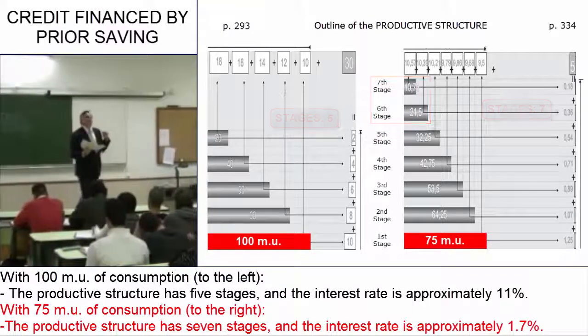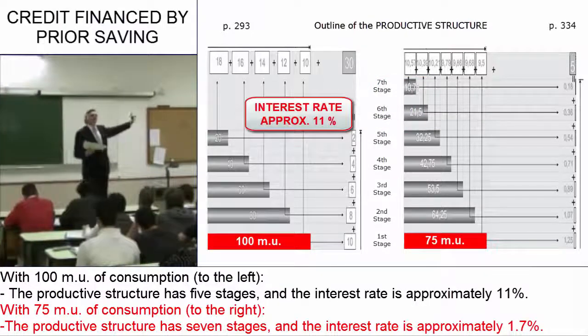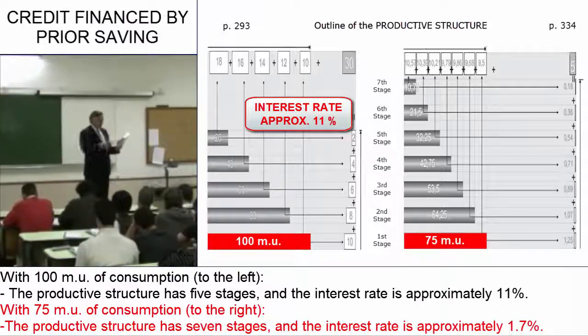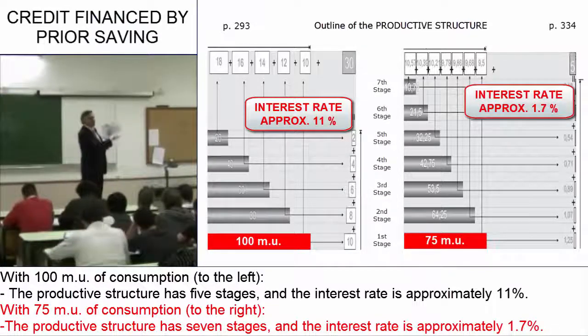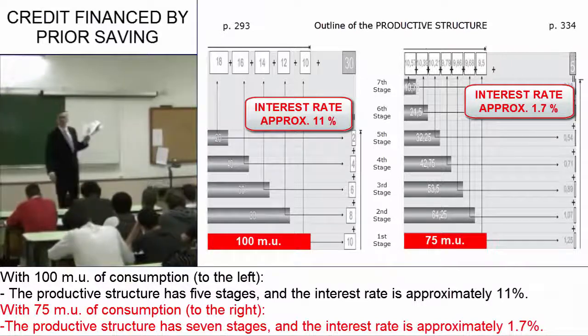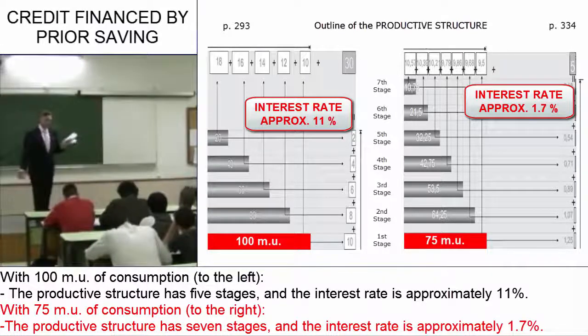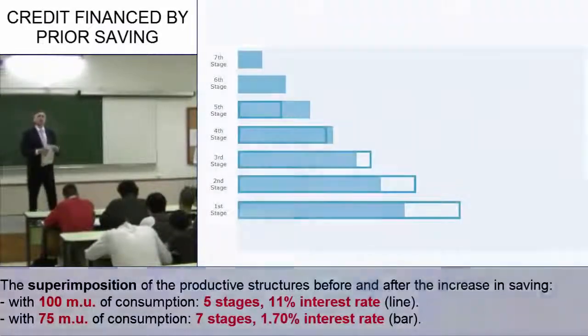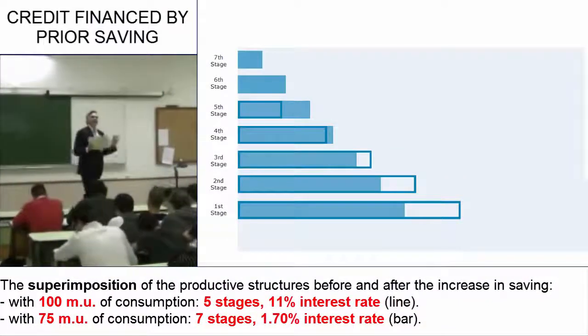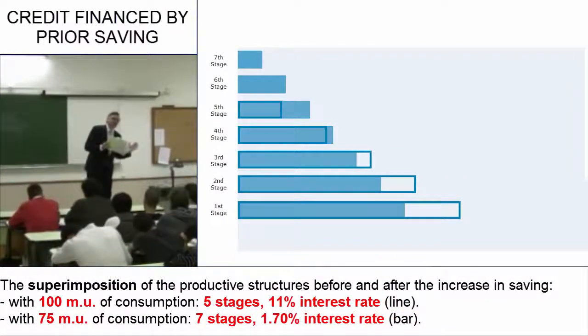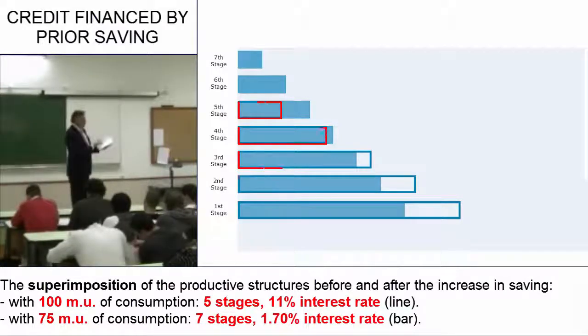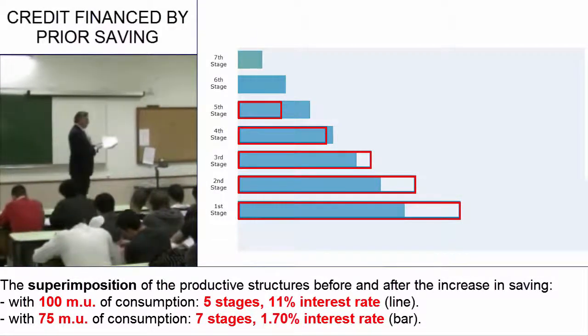What was the interest rate in the previous productive structure? 11%, right? Now look to the right. How far did the interest rate fall? It fell to 1.7%, because there is much more saving. To get a clear visual idea, we will superimpose the productive structure prior to the increase in saving and the productive structure following the increase in saving. The original structure is shown with lines, and the other is shown with bars.